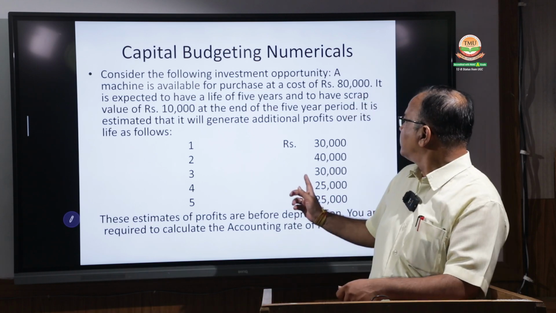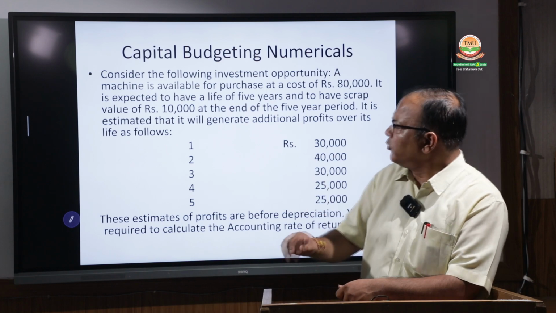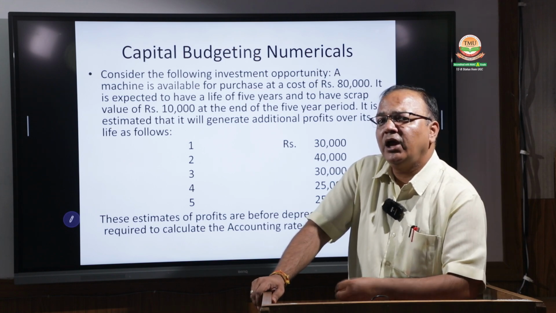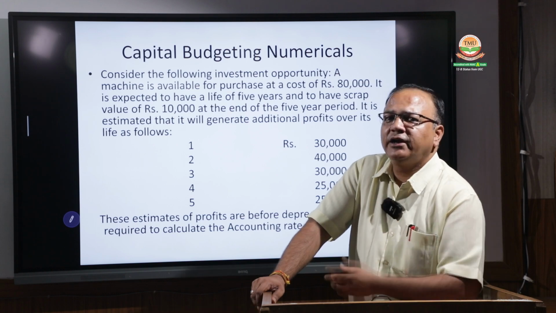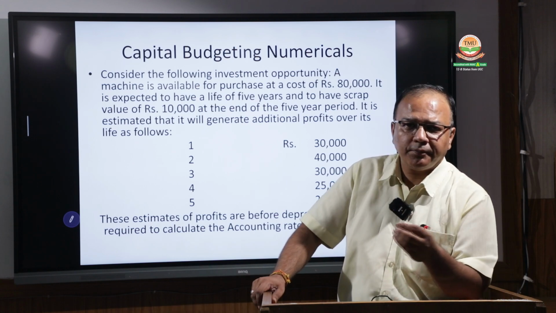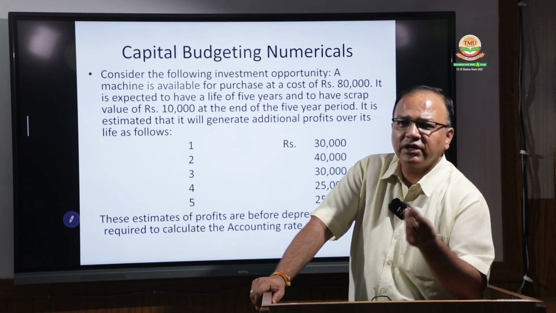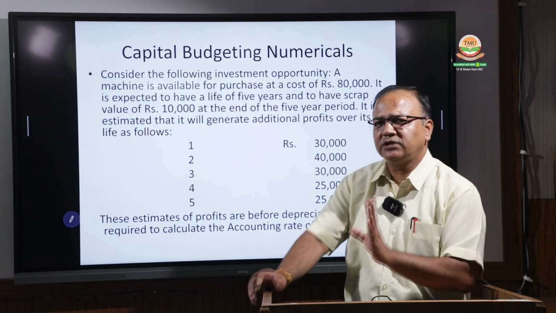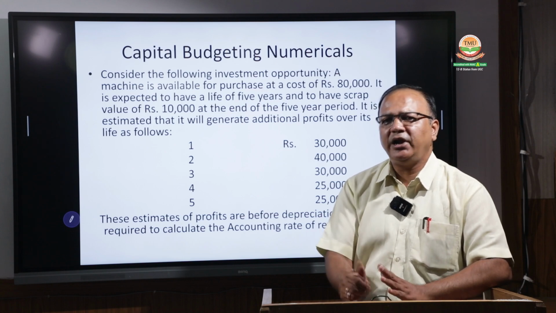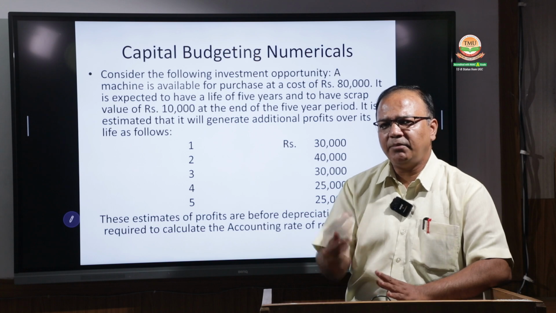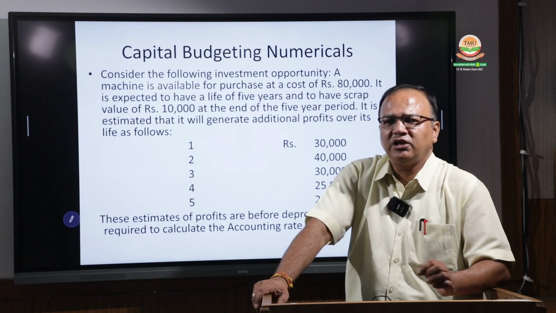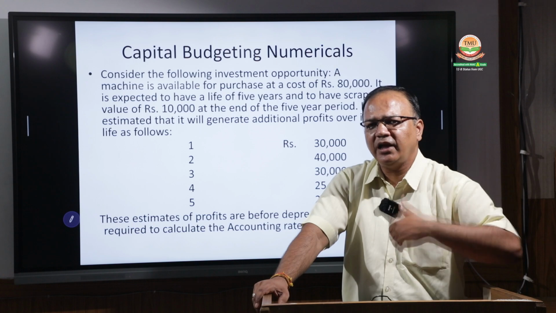Now, the amount of scrap value is 10,000. It means after completion of 5 years, the machine has no use. But if you want to sell it, because it has converted into scrap, the machinery will give you a cash inflow of this 10,000. So I think it's very much clear. The organization wants to purchase machinery of rupees 50,000. It will be obsolete in 5 years. After completion of 5 years, when you sell it, the machinery will generate a cash inflow of 10,000 for your organization.